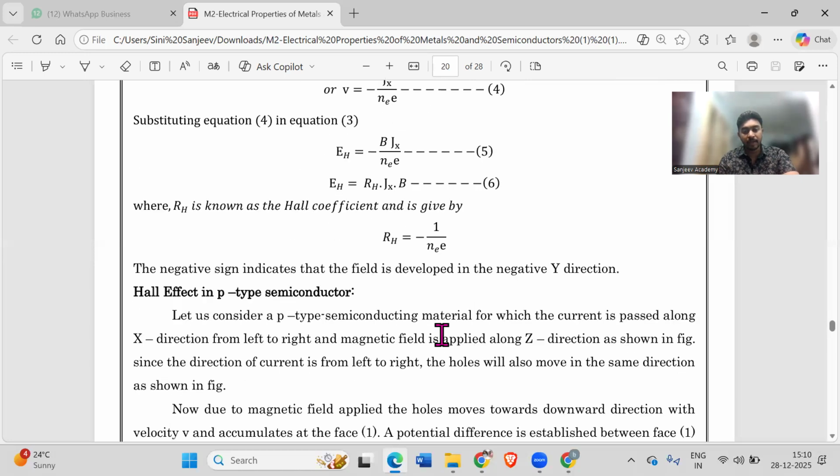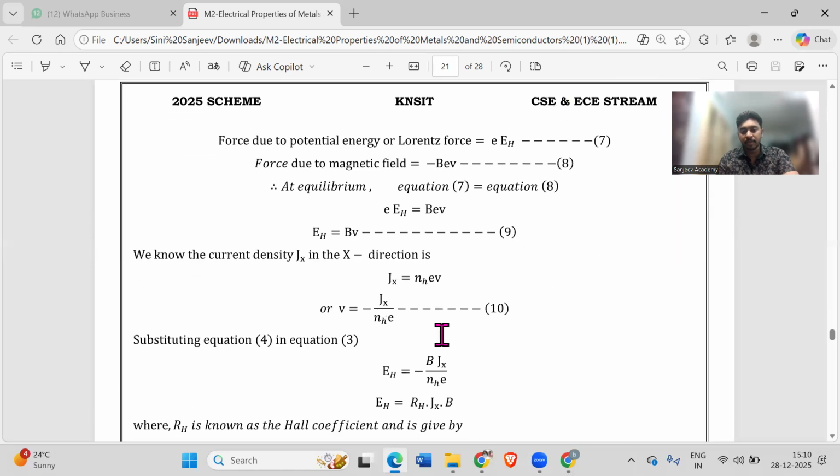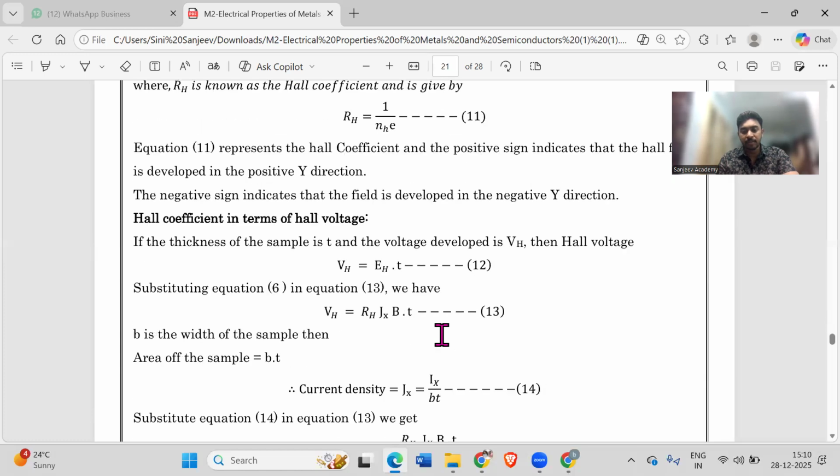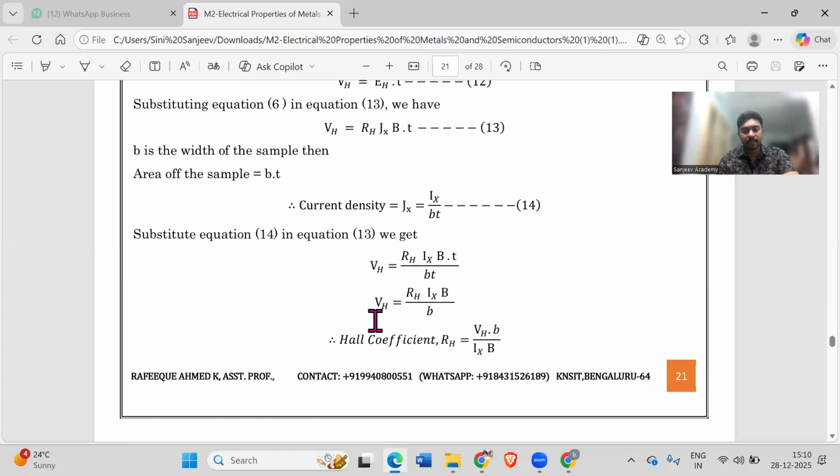And the most important thing here is the Hall voltage, which is asked. So you can see here the Hall voltage VH, the Hall coefficient. This is very, very, very important. And we will get direct numerical questions from this. Pretty much direct numerical problems we can get. Where is this equation?